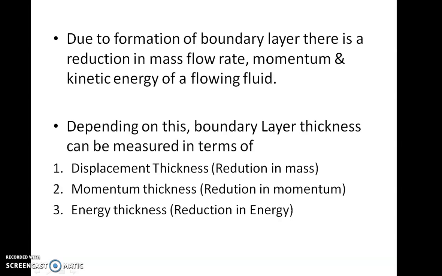This variation of velocity gives you the reduction in the mass flow rate, and that difference between the actual mass and the maximum mass which could have been obtained without the boundary layer, that difference is known as the displacement thickness. So let us study the different terms involved in this boundary layer.